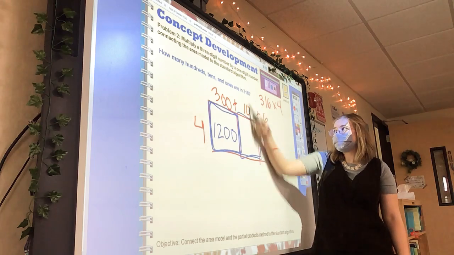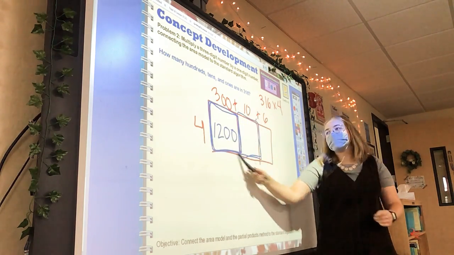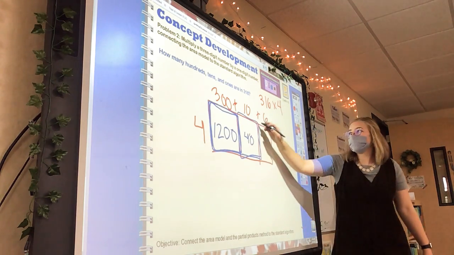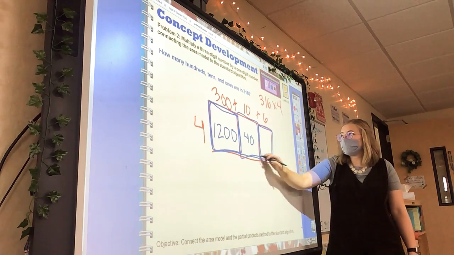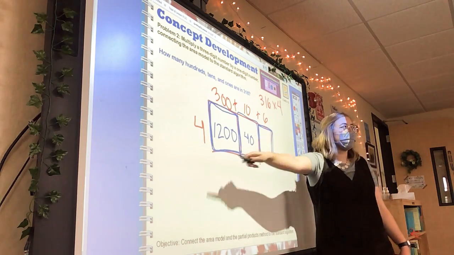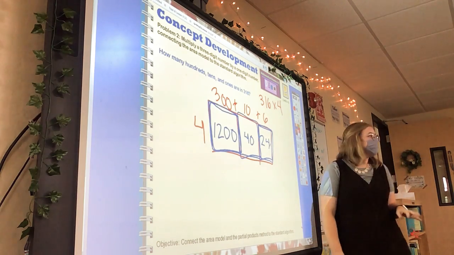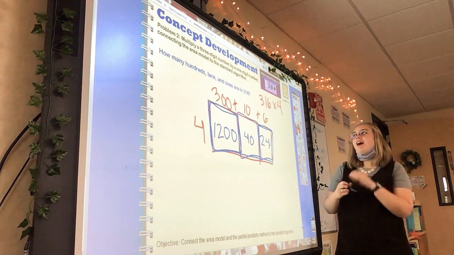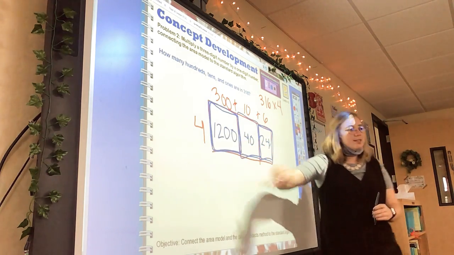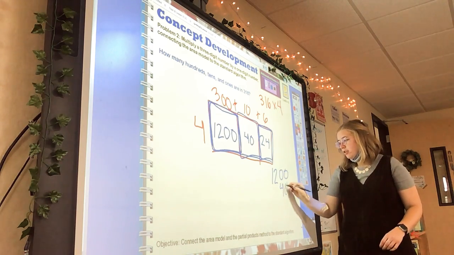And I do 10 times 4. Length times width. What's 10 times 4? Go. 40. And then I move on to the next box, and I do length times width. I'm doing 6 times 4. What's 6 times 4? 24. And then to find the final answer for 316 times 4, I just need to add these boxes together. So 1,200 plus 40.